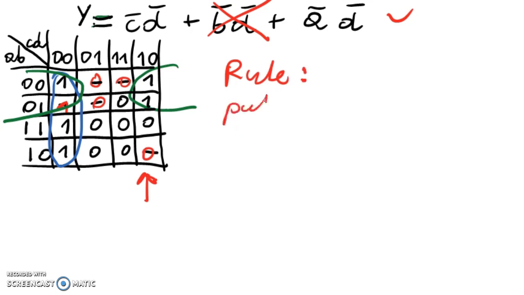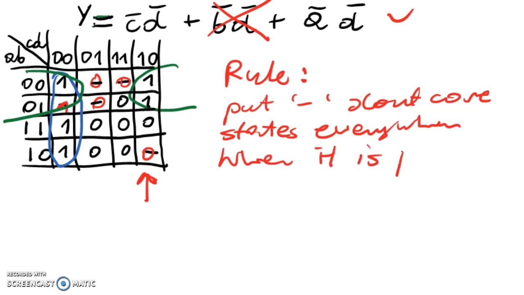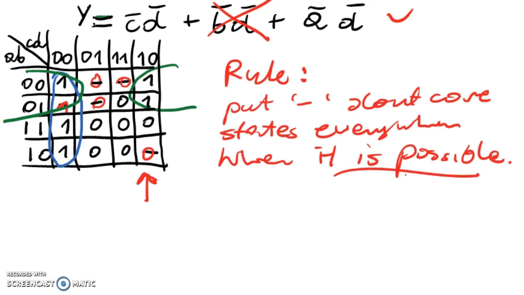So put don't care states everywhere it is possible. Okay, that's all, I hope. You must practice the Karnaugh map minimization. Okay, thank you.